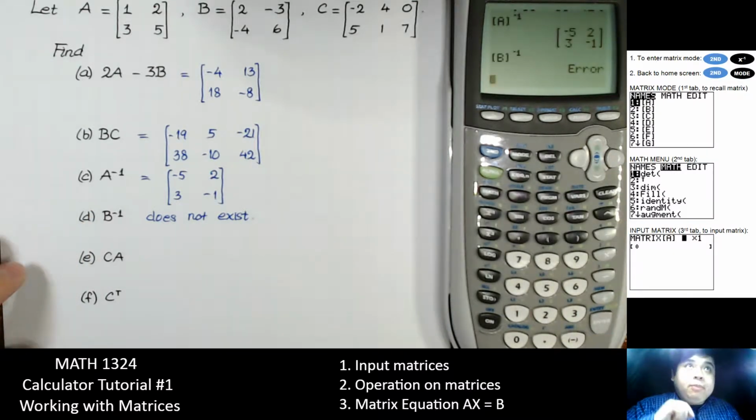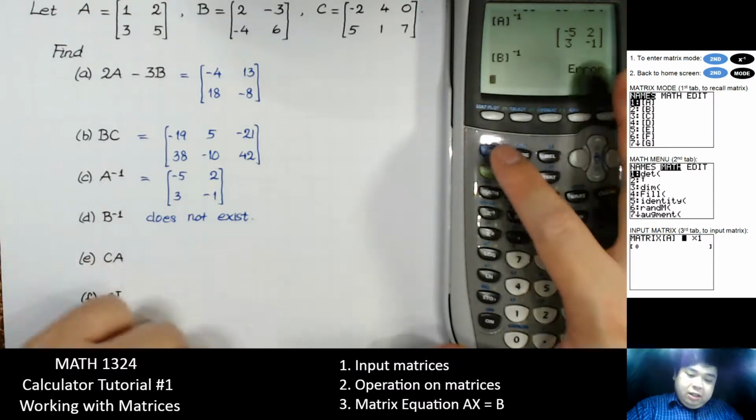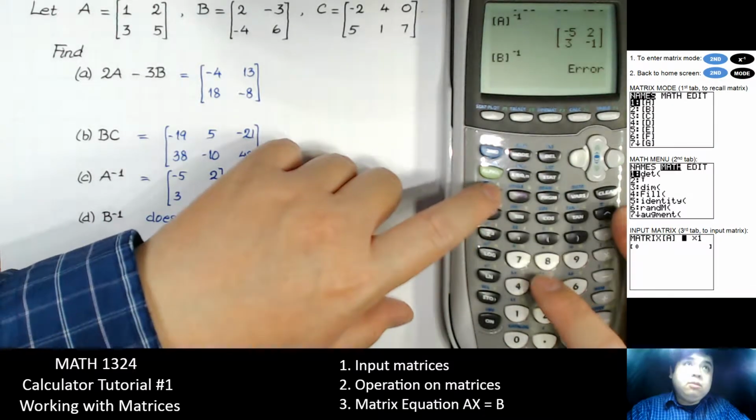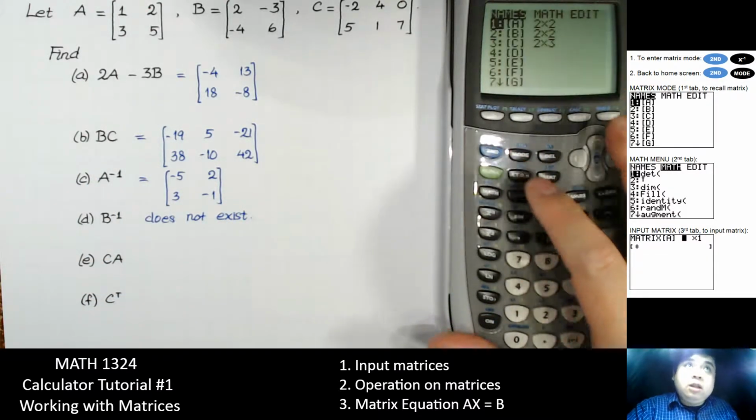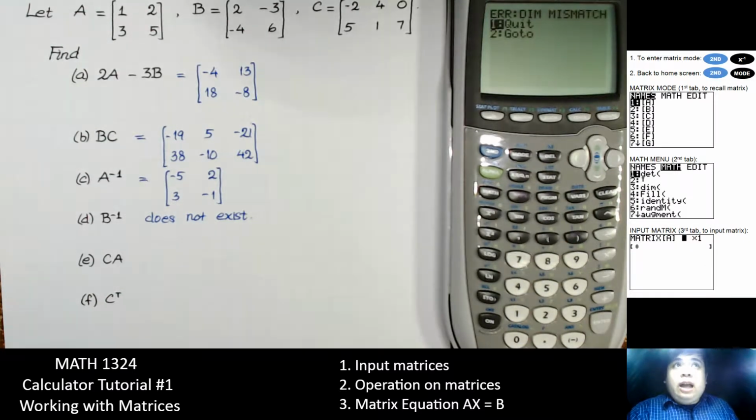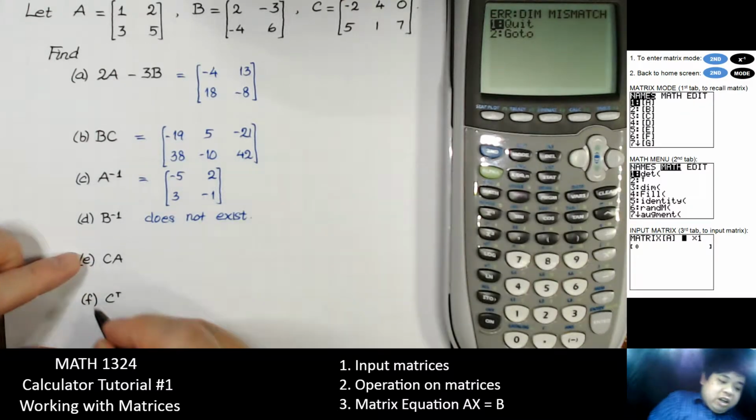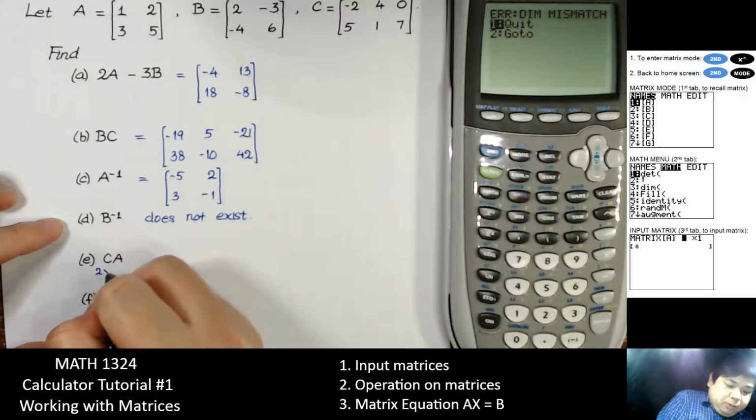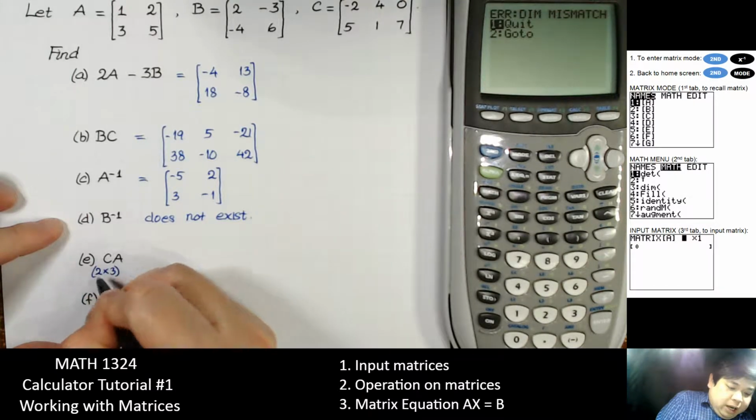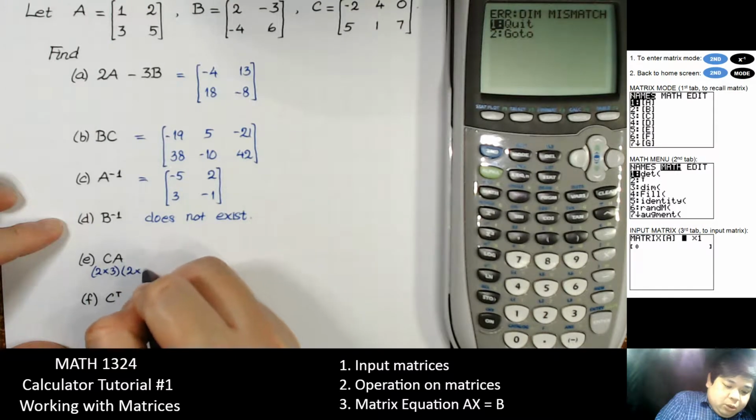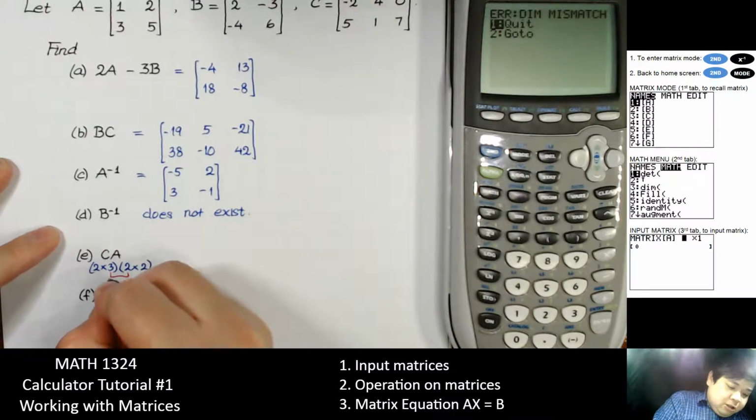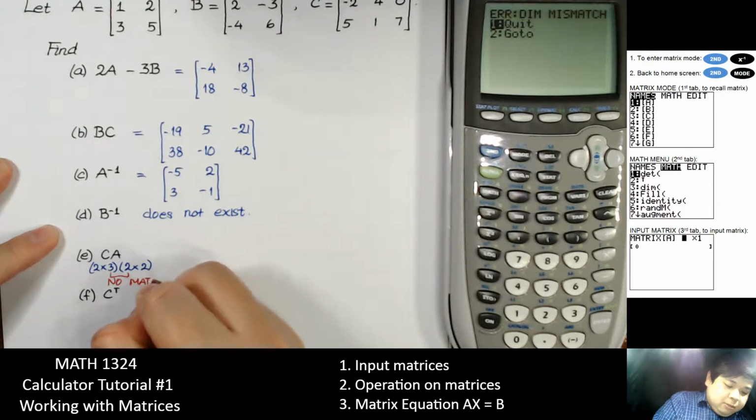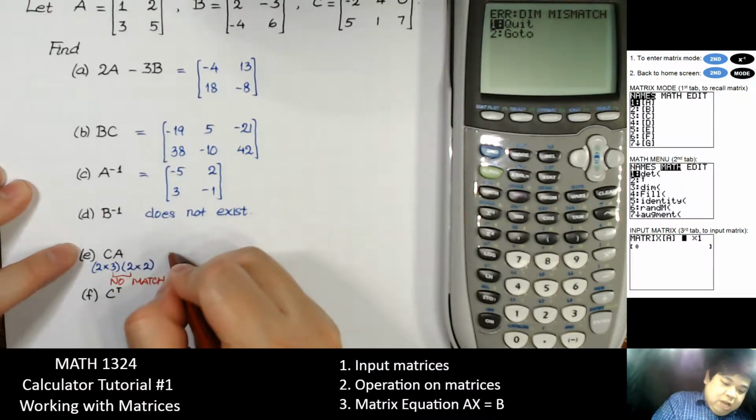And then we just enter matrix C times matrix A. And it gives another error. This says dimension mismatch. If we check the dimensions, C is 2 rows, 3 columns, and A is 2 rows, 2 columns, and the middle numbers do not match. We have no match here, so that also does not exist.